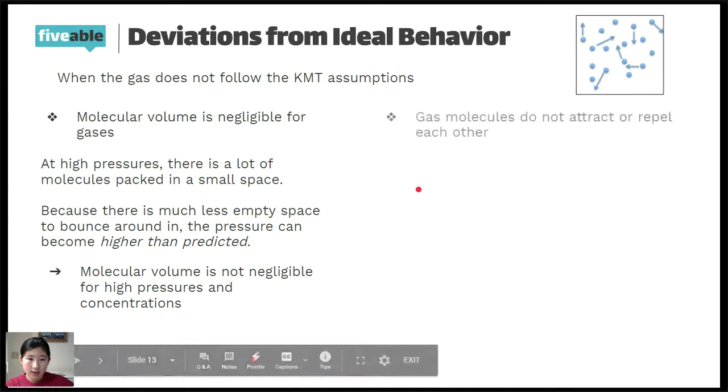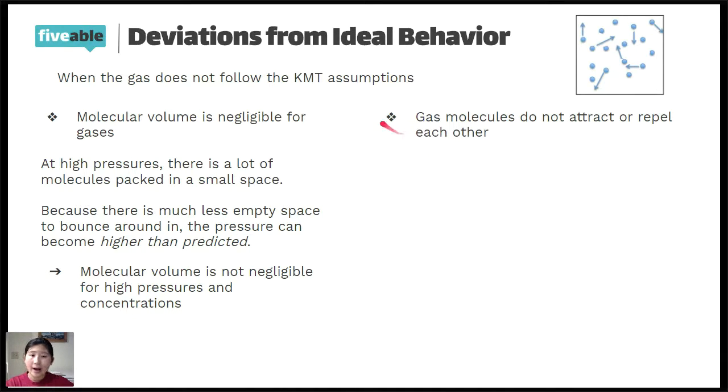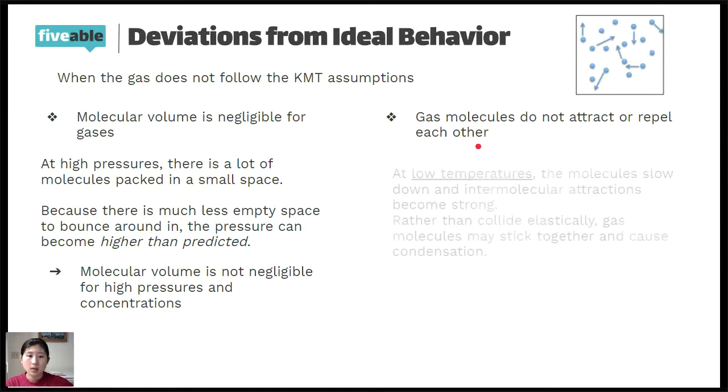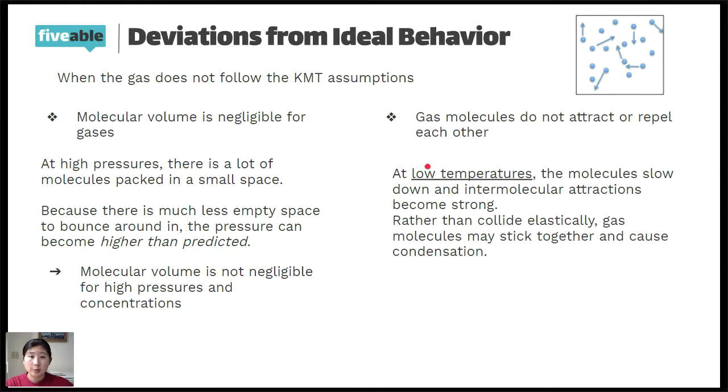Okay, another assumption that we have for ideal behavior is that gas molecules do not attract or repel each other. This is when everything's going as predicted. However, at low temperatures, the molecules slow down, and intermolecular attractions become strong. So rather than colliding elastically, gas molecules may stick together and cause condensation.